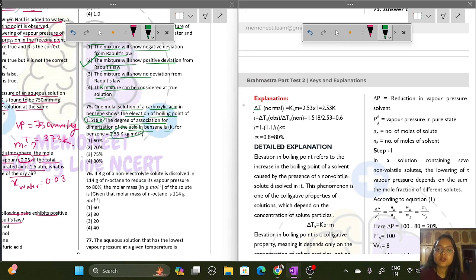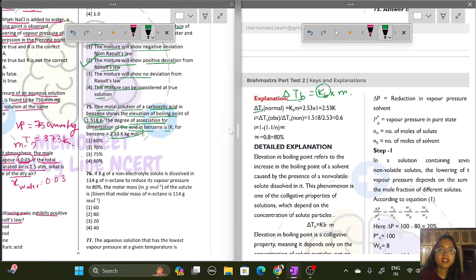Okay. So delta Tb, we know that delta Tb is equal to Kb into molality. Delta Tb we have to find out, and Kb is given as 2.53 K kg per mol, and molality is given as 1 molar.